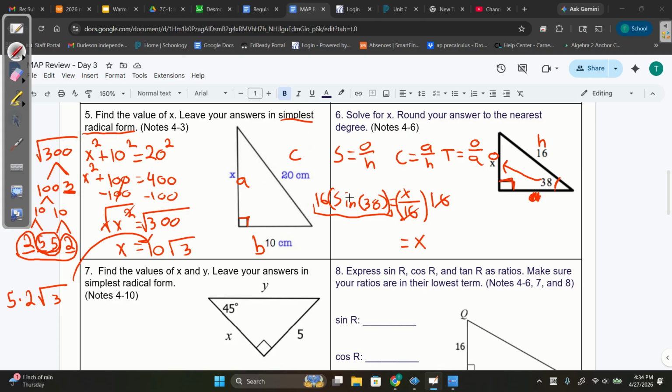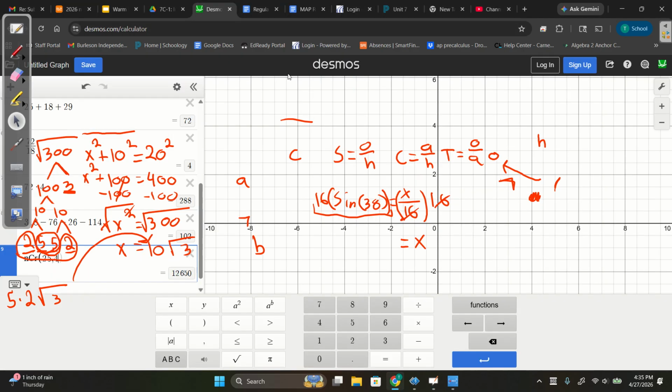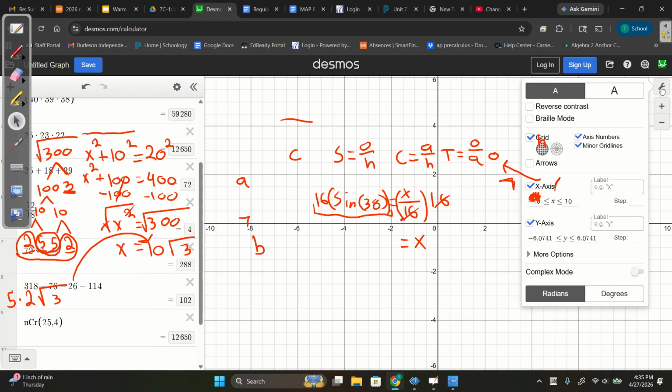Make sure when you do this, you're in degree mode and not radian mode. The way that you can check, if we go to Desmos, is by clicking up here on the wrench. You should be in degrees mode, not radian mode.